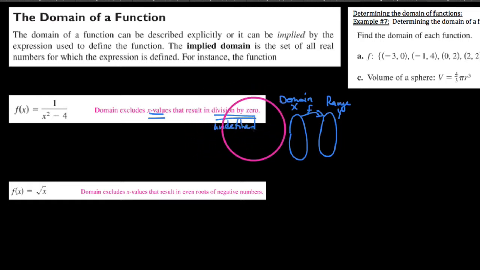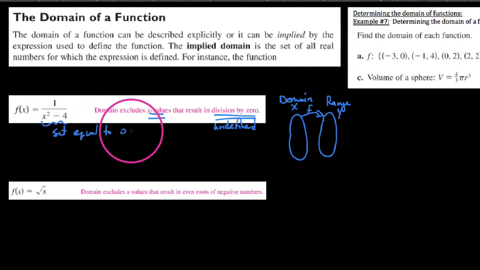So what we want to do here is find all the x values that would cause us to divide by 0. If there's ever an expression in x in the denominator of a rational expression, then what we're going to do is set it equal to 0 and solve. So we're going to find all of the x values that would cause the denominator to equal 0 in the first place. x squared minus 4 equals 0.